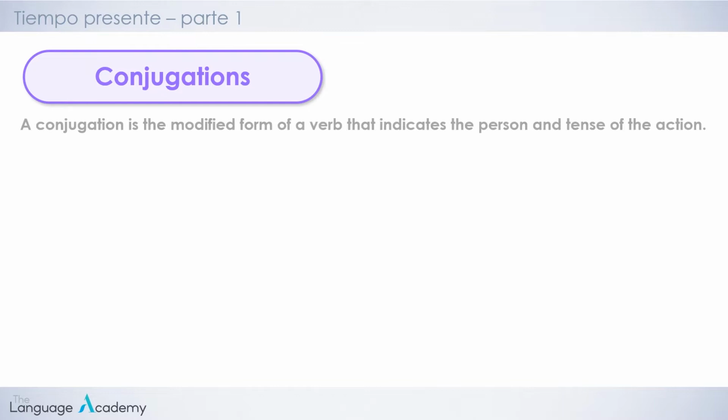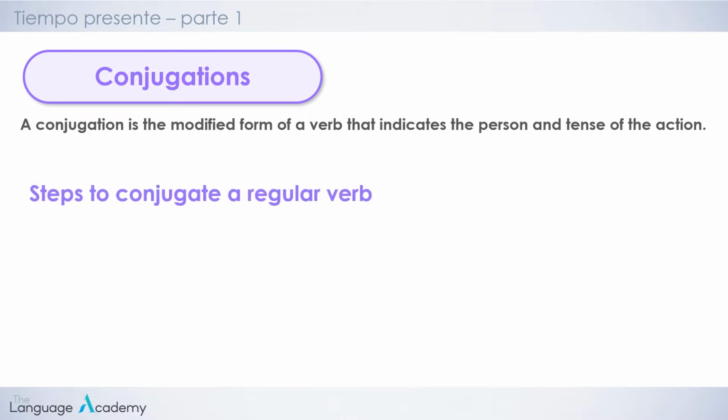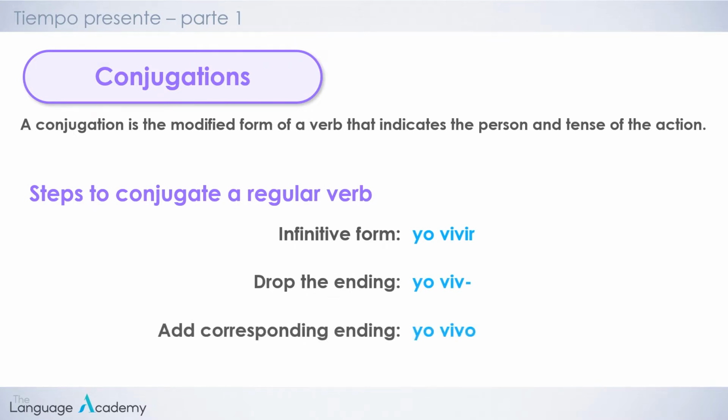Conjugations. A conjugation is the modified form of a verb that indicates the person and tense of the action. These are the steps to conjugate a regular verb. First, you take the infinitive form. Yo vivir, for example. This is an incorrect expression since it means I to live. So you have to drop the ending and use the corresponding ending. For yo, the corresponding ending is o. Yo vivo. I live.